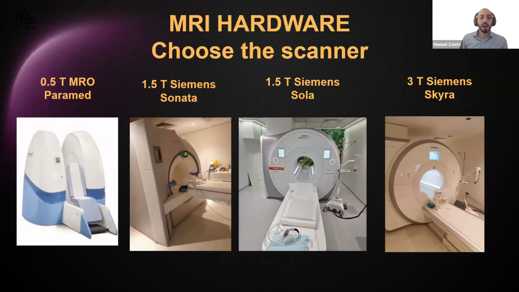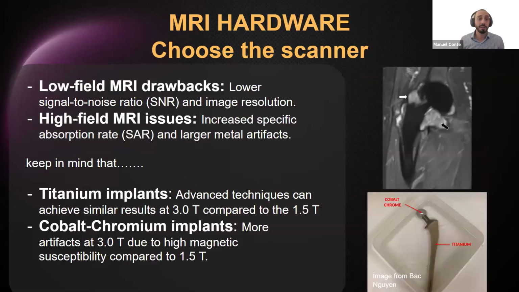So there are a lot of thoughts that we have to make before choosing the scanner. It also depends on the metal implant. In the image at the bottom, we see a metal implant with the top of cobalt chrome, which is ferromagnetic, and the lower part is made of titanium, which is paramagnetic. So they have a different magnetic susceptibility.